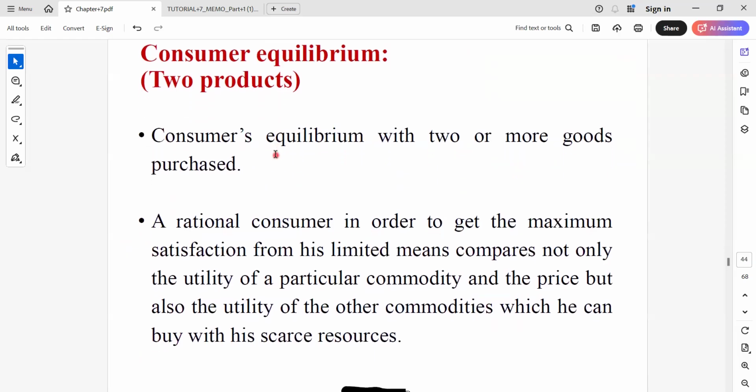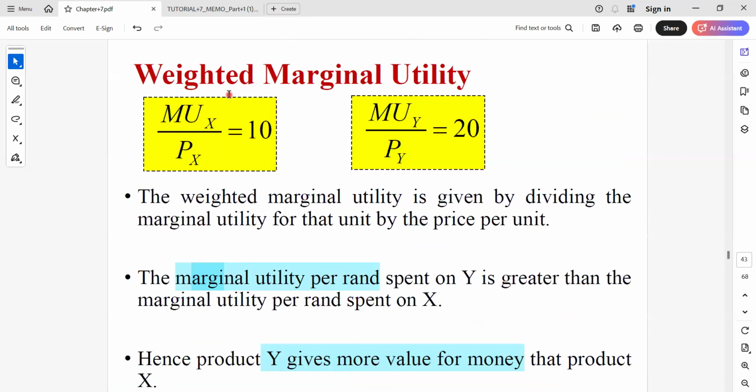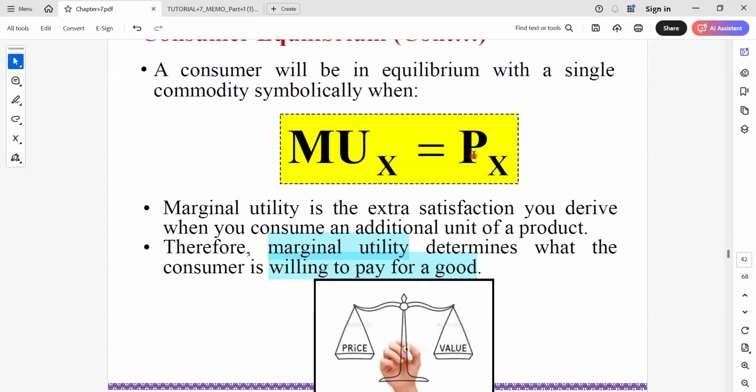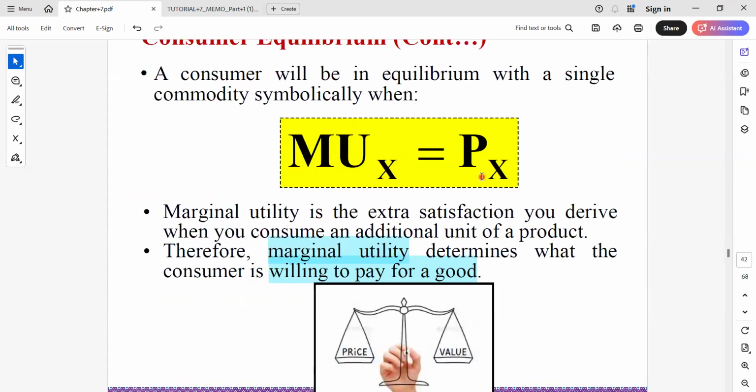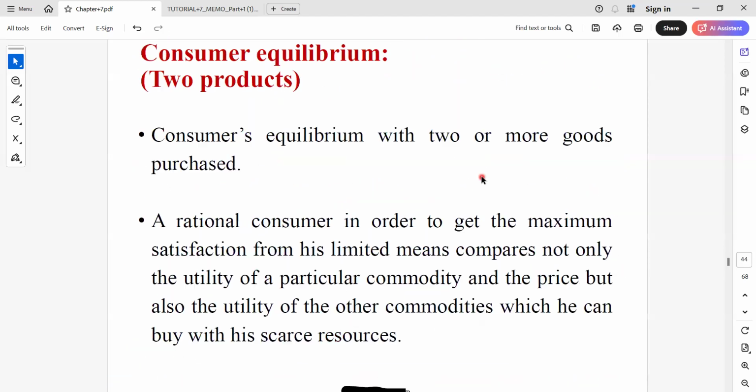So the consumer equilibrium for two products now. Remember, for one product, you just have to have your marginal utility equal to your price for that good to be in equilibrium, if you're just looking at one product that you're consuming. But now for two products, say you want to consume chocolate and chips. So the consumer equilibrium where two or more goods are purchased.